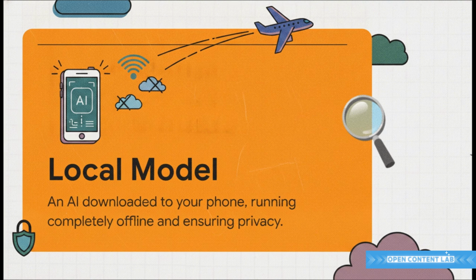Because it lives entirely on your device's hardware, it runs completely offline. You could literally be at 30,000 feet on an airplane with zero Wi-Fi, and you can still query the AI, ask it questions, or have it analyze images. And because absolutely nothing is being sent to a cloud server, it guarantees total privacy.